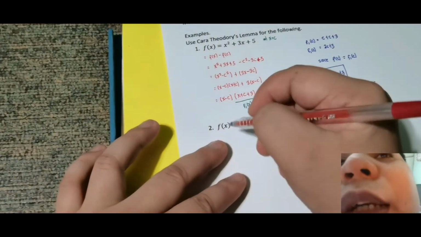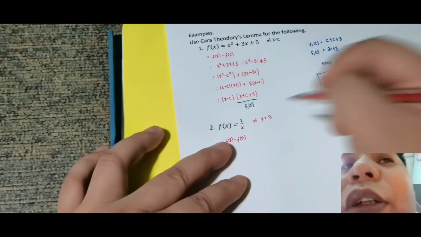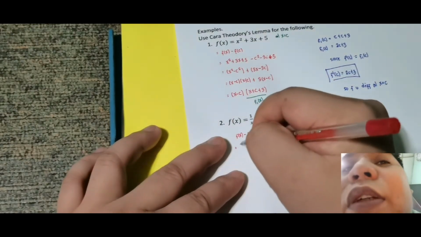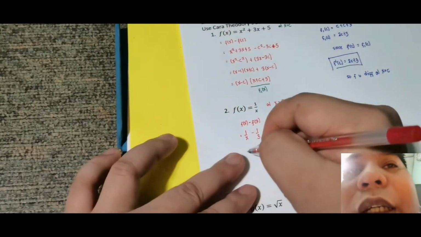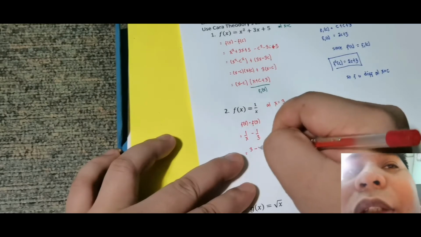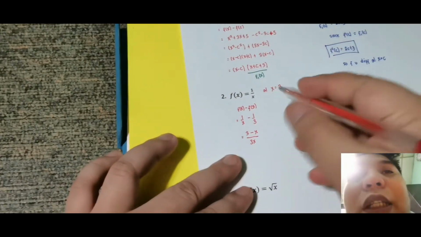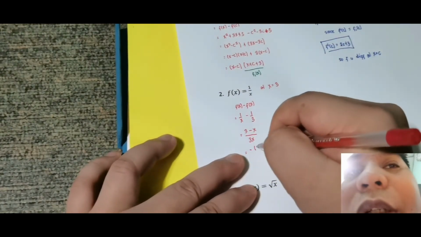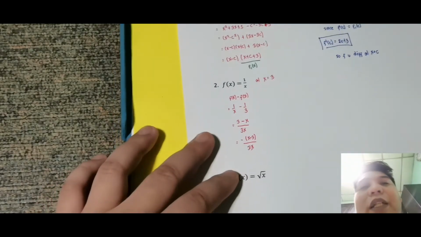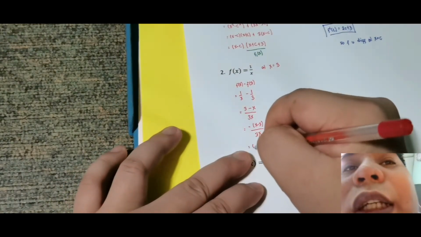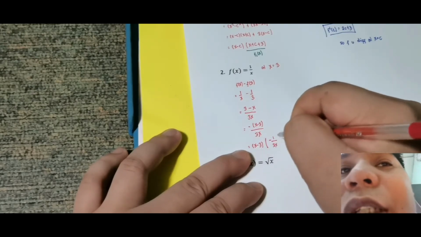So try natin si f of x. Consider si f of x minus f of 3. So again, no need to solve. So this is equal sa 1 over x minus 1 over 3. Okay, then cross multiply. This is equal sa 3 minus x all over 3x. Then factor out natin negative sa taas. That is equal sa negative of x minus 3 over 3x. So ang goal natin makapagpalabas tayo ng x minus c or x minus 3. So therefore this is x minus 3 multiplied by negative 1 over 3x.